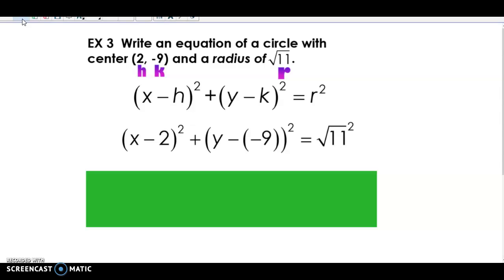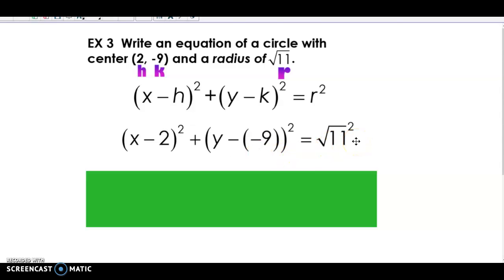We can get an approximation, but that's not an exact radius. So that's why we keep it in this form. We have (x minus h) squared plus (y minus k) squared equals r squared. So we plug in the h and we plug in the k. So you have (x minus 2) squared plus (y minus 9) squared equals the square root of 11 squared.